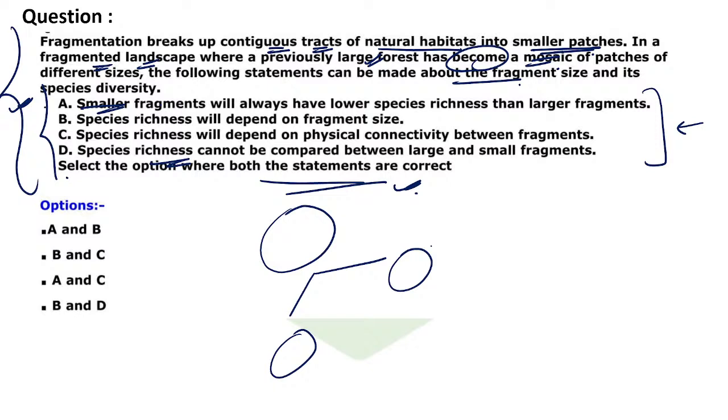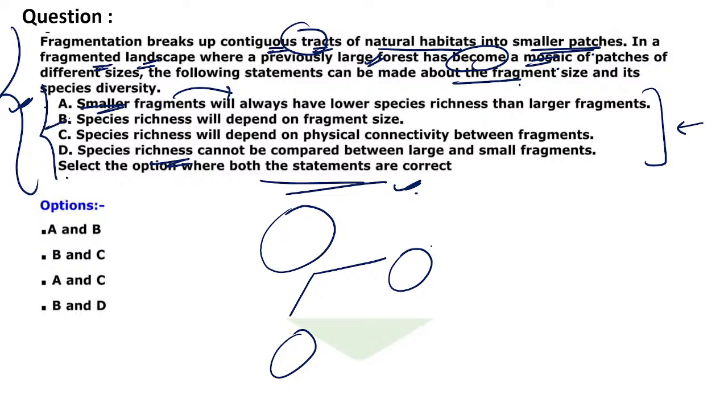Fragmentation breaks up the contiguous tracts of natural habitat into smaller patches in the fragmented landscape, where a previously large forest has become a mosaic of patches of different sizes. The following statements are made about the fragment size and the species diversity. First one says smaller fragments will always have lower species richness. Second says species richness depends upon the fragment size.